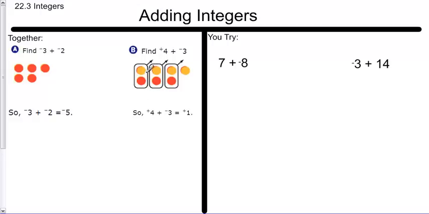Here I have 4 plus negative 3. So I've started with 4 yellow dots and 3 red, because yellow is positive and the red is negative. So again, I take opposites away. So I take 3 pairs away, and I'm left with 1. So 4 plus a negative 3 is 1. So let's take a look at a number line to see how we did.